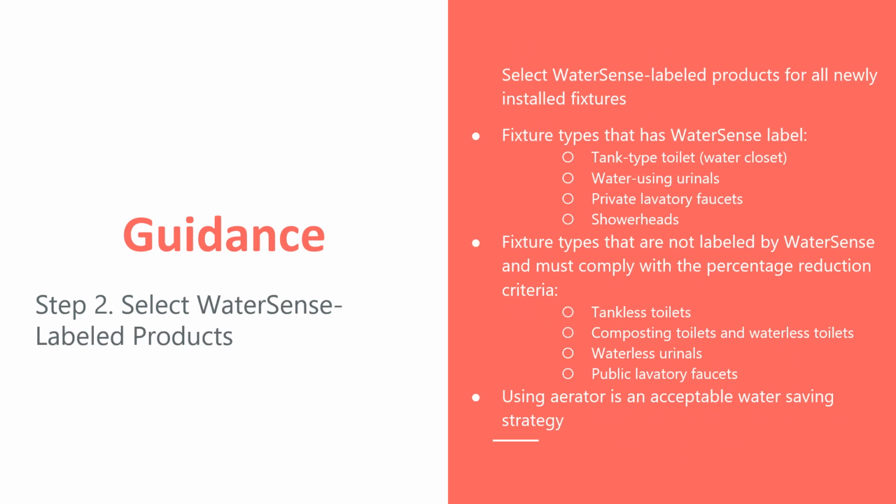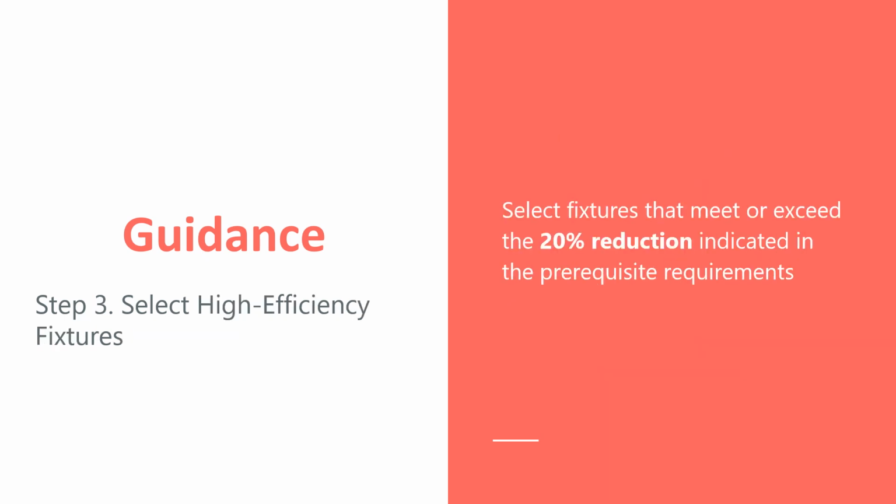Step 2 of the guidance requires us to select WaterSense labeled products for all newly installed fixtures. Notice that there are also fixture types that are not labeled by WaterSense and must comply with the percentage reduction criteria. Also, using an aerator is an acceptable water saving strategy. Step 3 is to select high efficiency fixtures that meet or exceed the 20% reduction indicated in the prerequisite requirements.